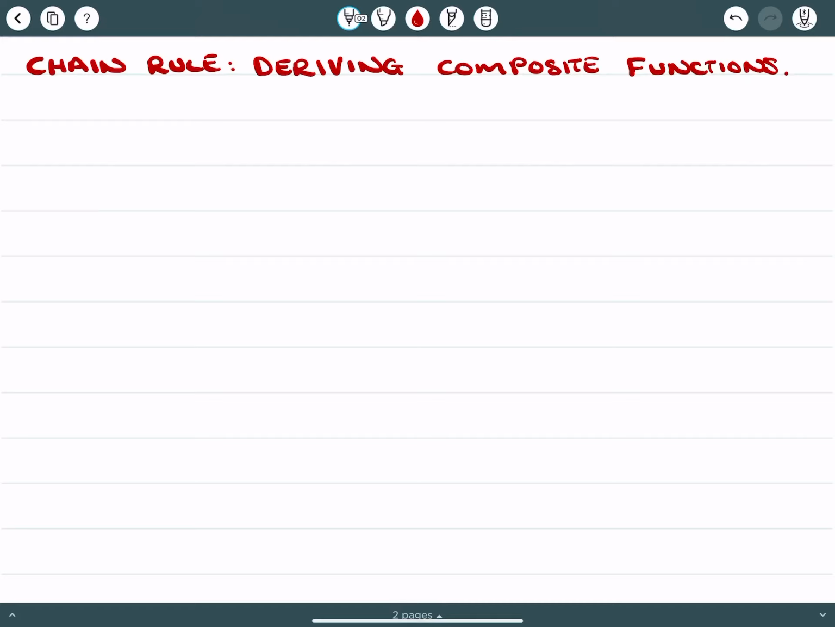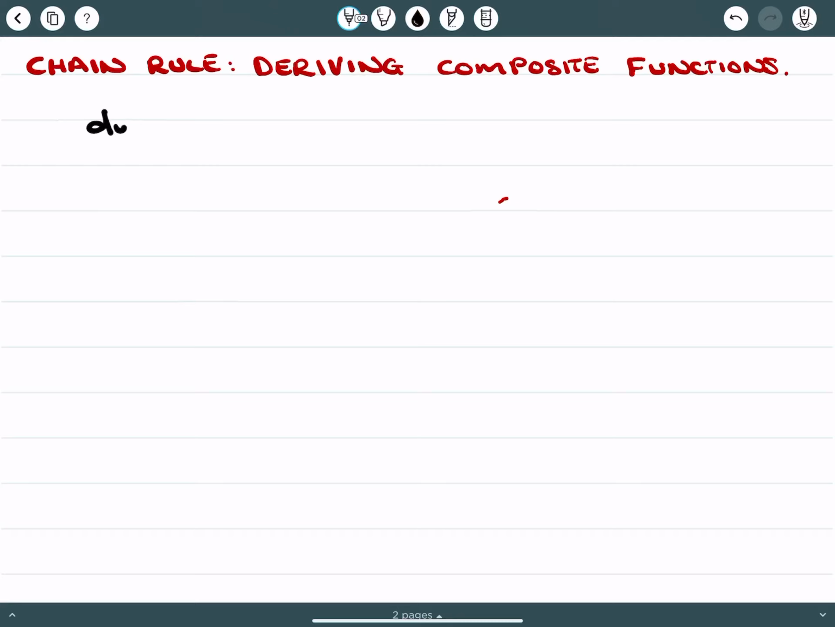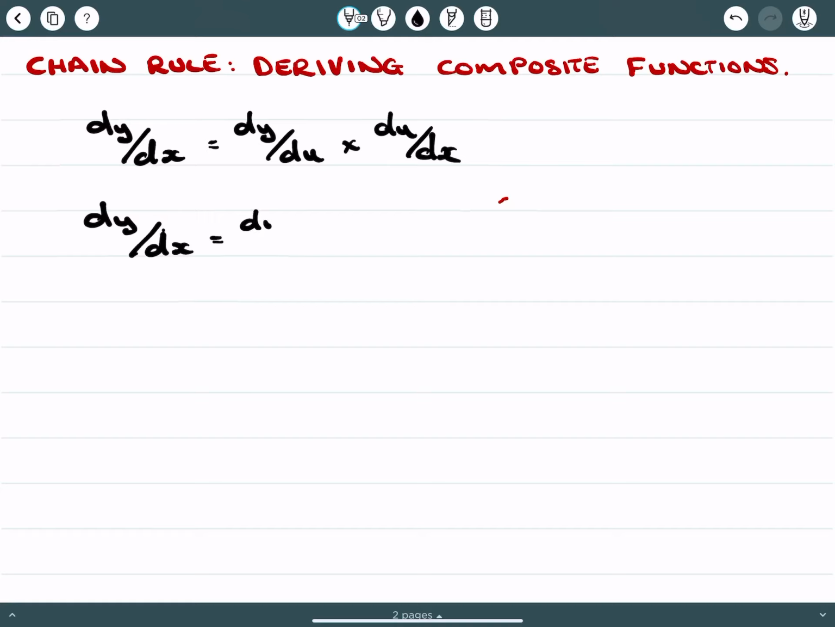Afternoon. So today we're going to look at the chain rule. The chain rule is really used when we're being asked to derive composite functions. Now the chain rule is written as dy/dx equals dy/du times du/dx. And I'm just going to write this out twice just to explain the implications of this.